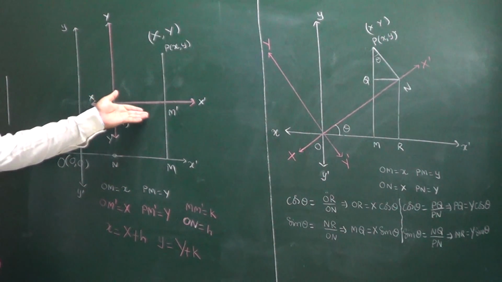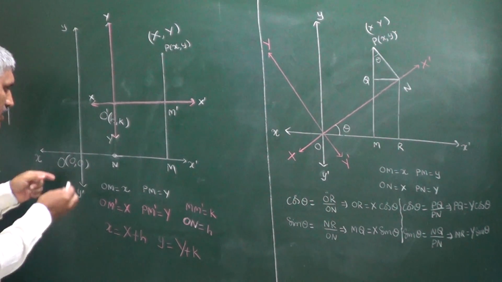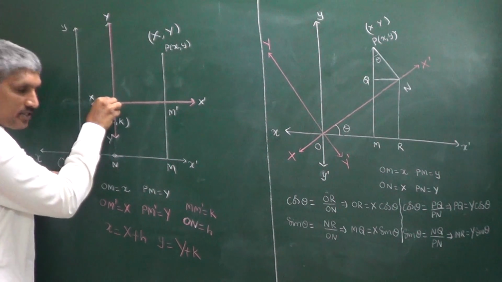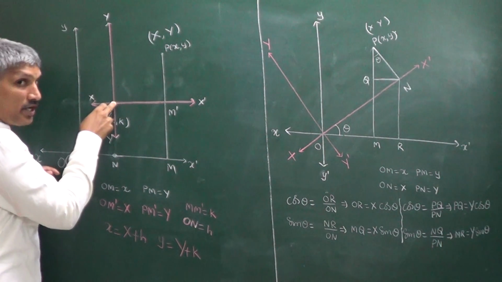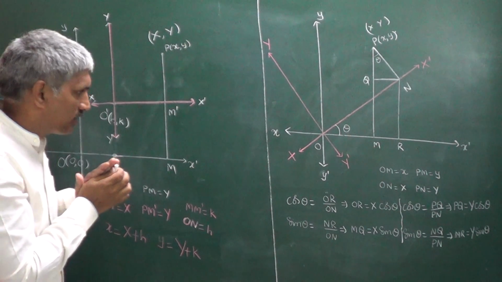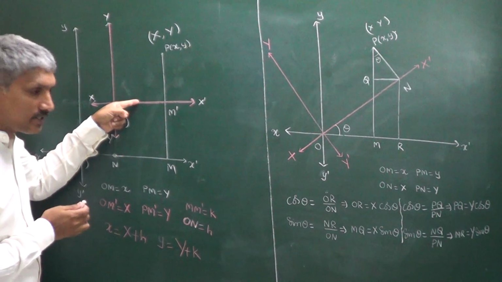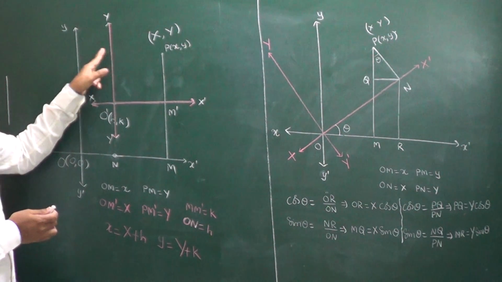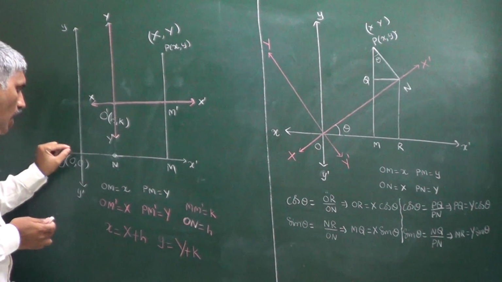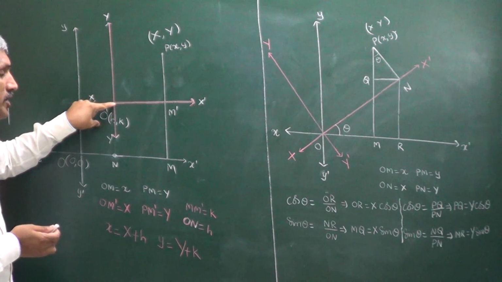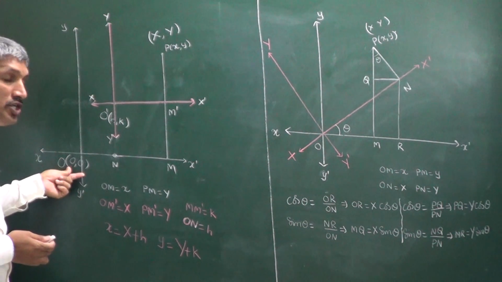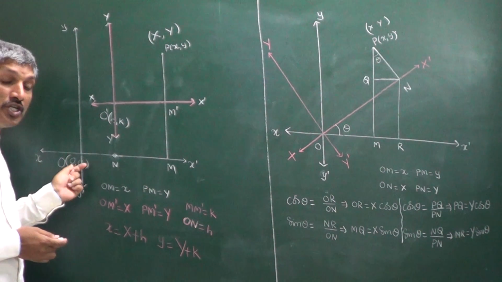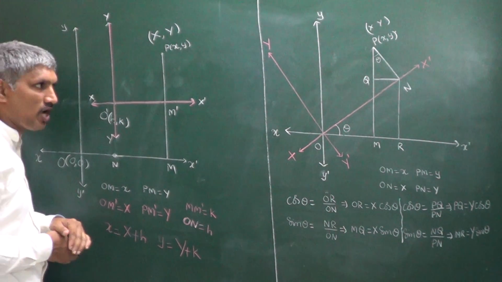This is the translation of axis. What I did here, the origin is shifted to this particular point, without rotating the axis. The new x-axis is parallel to the old x-axis. The new y-axis is parallel to the old y-axis. The origin is shifted to a point h comma k. Here the origin is 0 comma 0. Here the origin is h comma k.